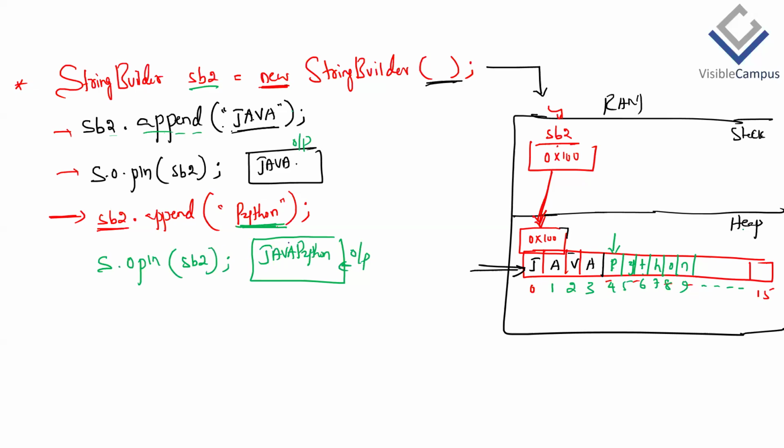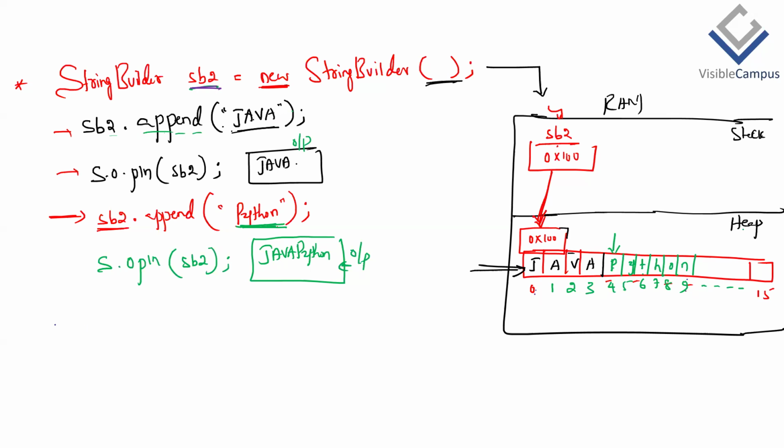Then after adding "Java Python" to the empty StringBuilder object at the start, it has already consumed 10 locations, with index numbers from 0 to 9. Then how many are available? 6 more are available, correct?